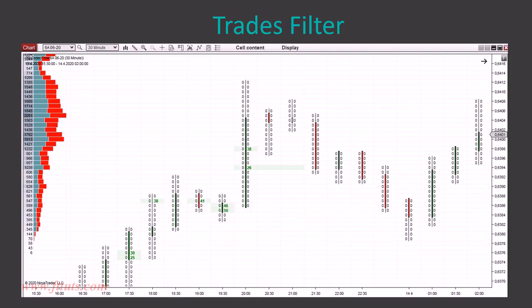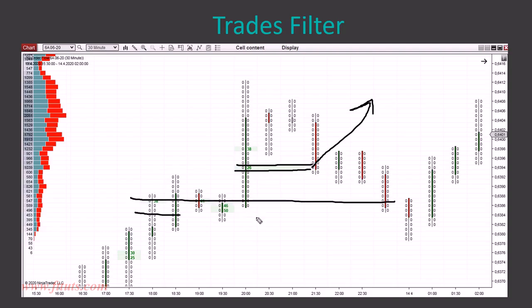Now you've probably also noticed that there was support in here. It would be a long from there, but in this case the strategy would fail. This one would be a losing trade. The reaction to the buyers came later. Market reacted to those buyers, but not to those buyers.